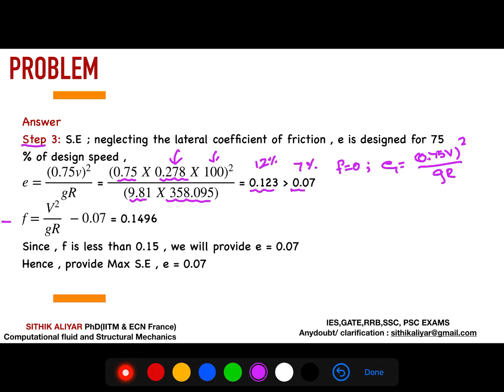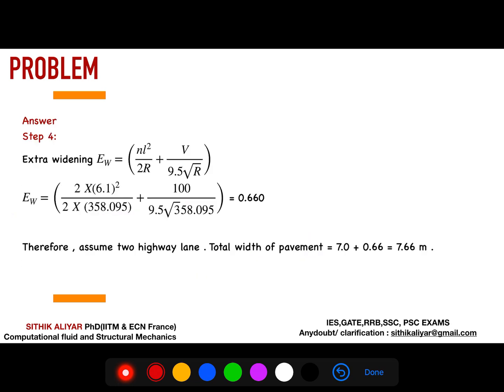So we need to check whether friction will be okay. So friction, I hope you know, v square by gR minus 0.07. You just substitute yourself and see the requirement was 0.1496, which is obviously less than 0.15. So providing e equal to 0.07 will satisfy everything. Okay, so answer for this question is 0.07.